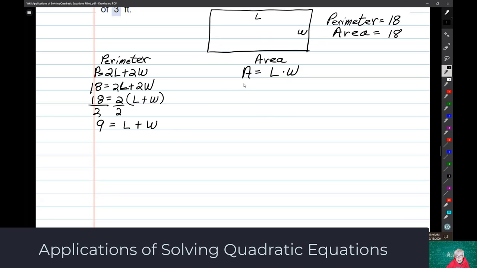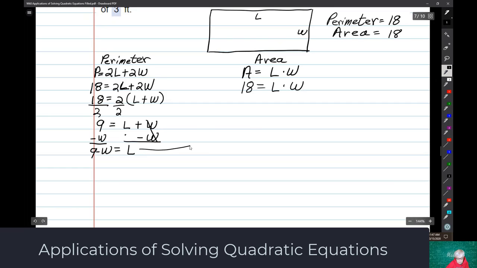Meanwhile, over here I'll have 18 equals L times W. Well, clearly I need to use one of these equations to solve for the other equation. If I were to use this one, I would say L equals 18 over W, and I would have a fraction. Ooh. So instead of that, why don't I subtract W from both sides, so that I have 9 minus W equals L, because W minus W is 0.